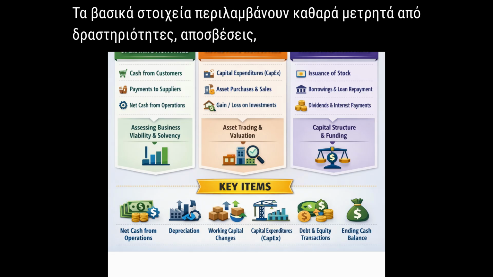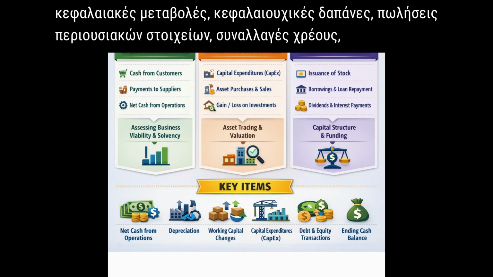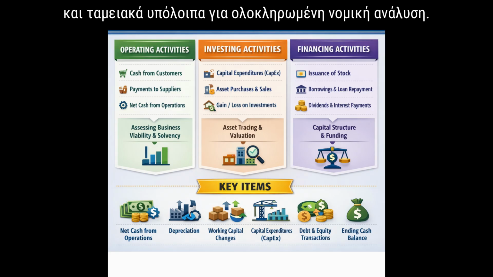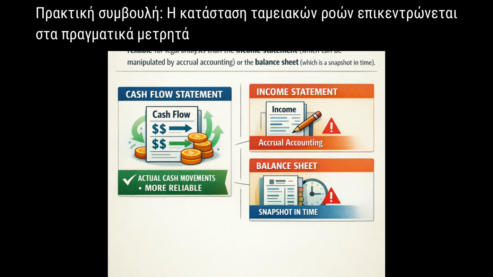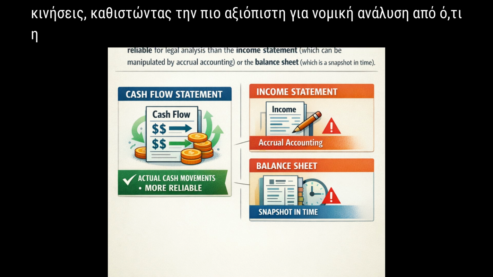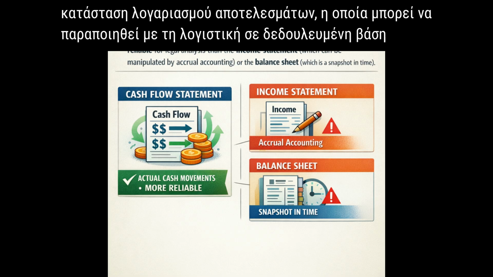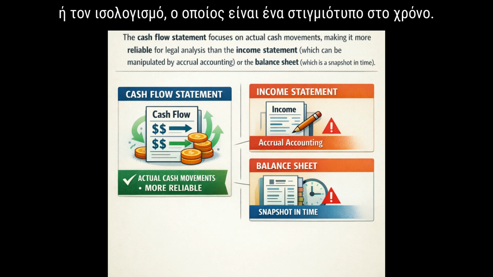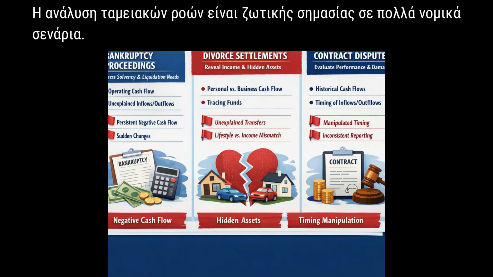Key items include net cash from operations, depreciation, working capital changes, CapEx, asset sales, debt and equity transactions, and cash balances for comprehensive legal analysis. Practical tip: the cash flow statement focuses on actual cash movements, making it more reliable for legal analysis than the income statement, which can be manipulated by accrual accounting, or the balance sheet, which is a snapshot in time. Cash flow analysis is crucial in several legal scenarios.